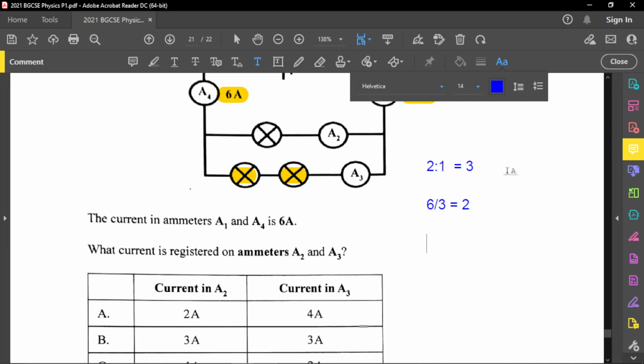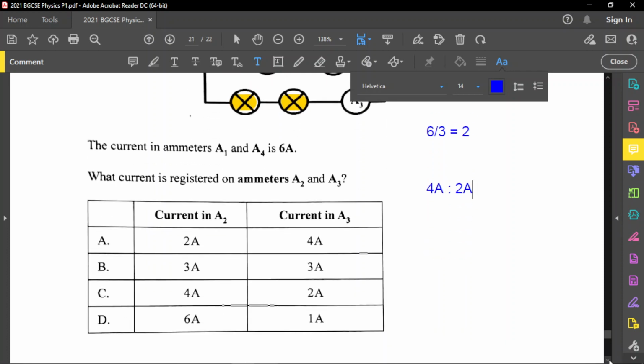So 2 multiplied by 2 is 4 for the 2 right here, and then 1 multiplied by 2 is 2. So it's going to be 4 amperes to 2 amperes. Let's put our amperes here. All right, so it's going to be 4 to 2. So A2 is the one that's going to get 4, and then the other branch will divide by themselves again. So 4 goes here, and then the 2 amperes will go at the bottom right there. All right, so just to quickly put that.